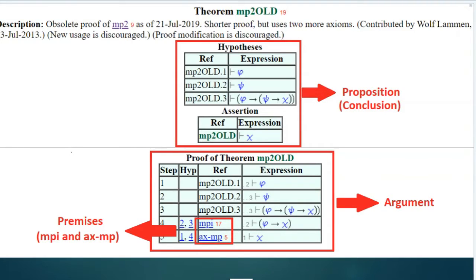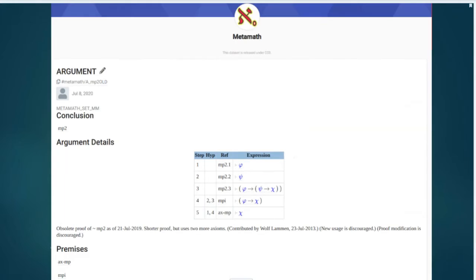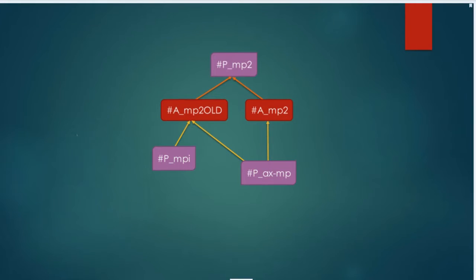Now let's look at NP2old, which is an alternate proof of the same proposition. The difference here is that the argument uses one additional premise, MPI, to reach its conclusion. In Sophize, this proof results in a new argument that reuses the same conclusion as we saw before. This is represented visually like so.